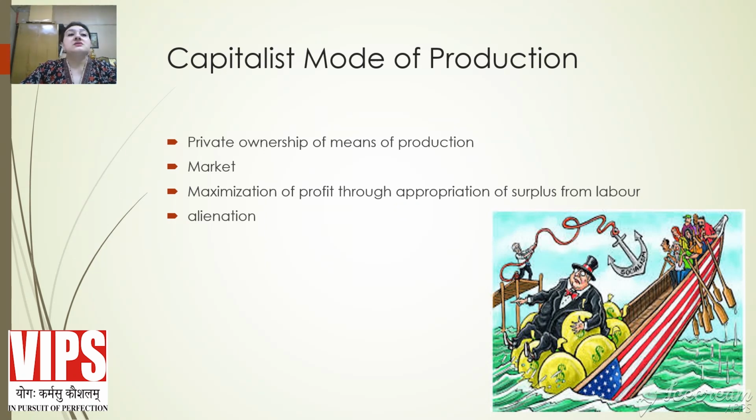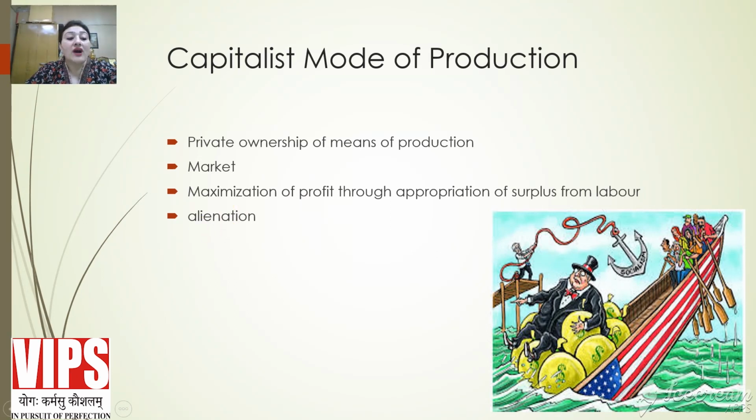Now, the surplus value which is being appropriated from the labor was seen as a major source of profit. And so in this structure, there is a new kind of problem which is emerging, a problem which is referred to as alienation.